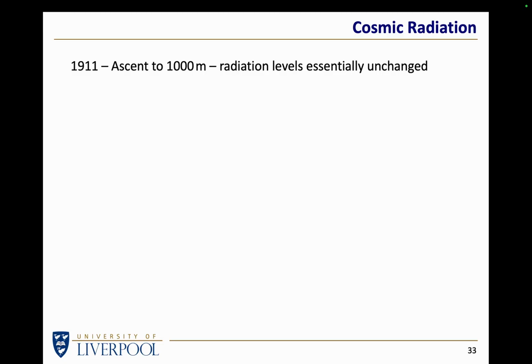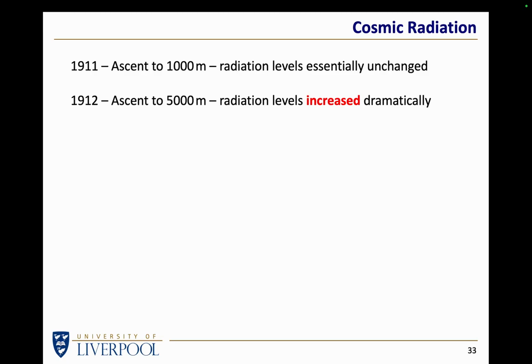So he said, okay, we need to go higher. So in 1912, he went up to 5,000 meters. Bam! The radiation levels increased significantly, and there was no question whatsoever that the radiation was coming from above. At 5,000 meters, there's no way any radiation from the ground or anything else down here could possibly affect the radiation levels being measured. So Hess determined that the radiation is coming from above.